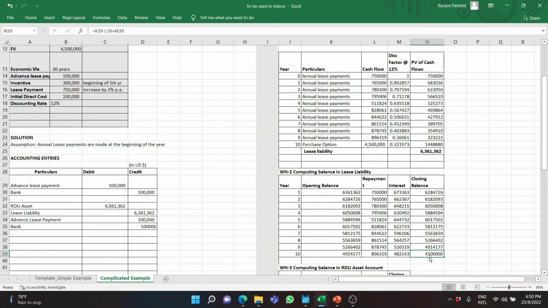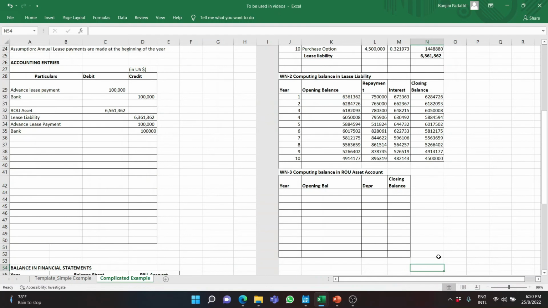Now you remember in the last example I told you that the accuracy of your problem you check by looking that the closing balance at the end of the lease term should be 0. Here it is not 0. It is, if you look closely, the purchase price that the lessee will pay at the end of year 10. Right? So this is a correct calculation.